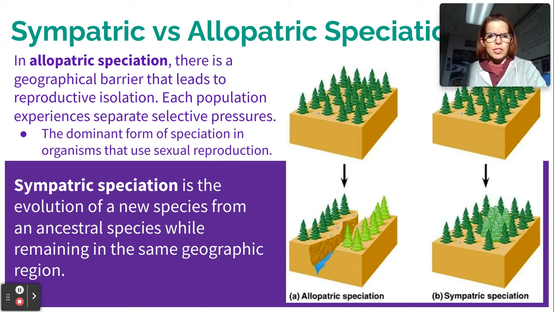Okay, and then sympatric speciation is the evolution of a new species from an ancestral species while remaining in the same geographic location. So notice the trees that are forming there, and that they're forming in the same location, but you have two varieties of trees.